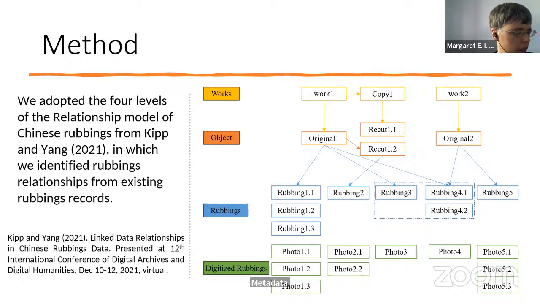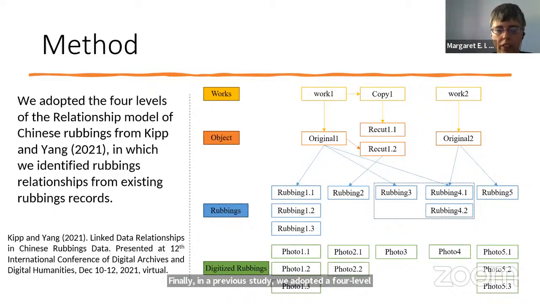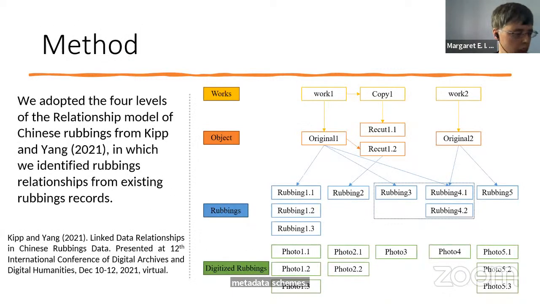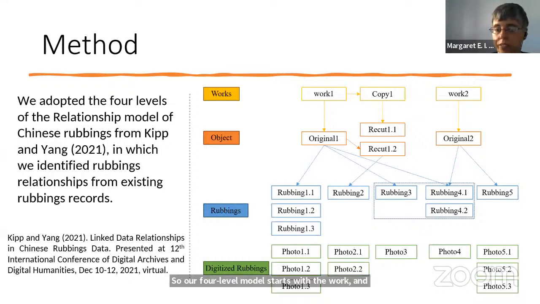Finally, in a previous study, we adopted a 4-level model, which we called the relationship model of Chinese rubbings, in which we identified rubbings relationships from existing rubbings records. And we use this to assist us in our comparison of these metadata schemas. So our 4-level model starts with the work. And in this case, the work is the rubbing. We also include a level for the original object from which the rubbing was rubbed.